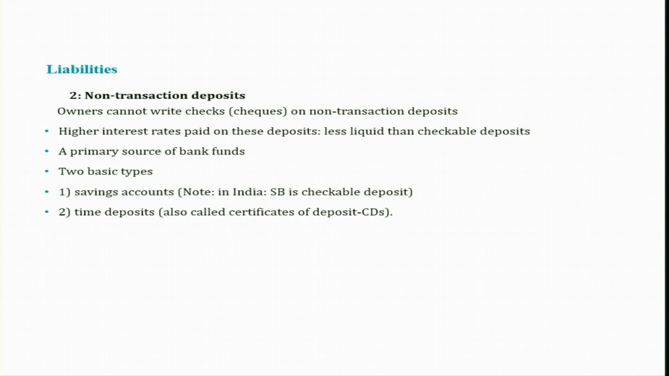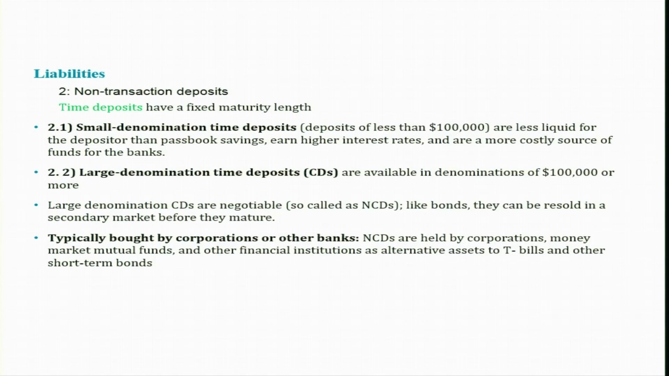And coming to the second one, time deposits, also called certificates of deposit. These are non-transaction deposits, as I mentioned. Time deposits have a fixed maturity length. We can categorize these into two. One is small denomination time deposits. These are normally deposits of less than 1 lakh, and they are less liquid for the depositors than passbook savings, earn higher interest rates, and are more costly sources of funds for the banks.